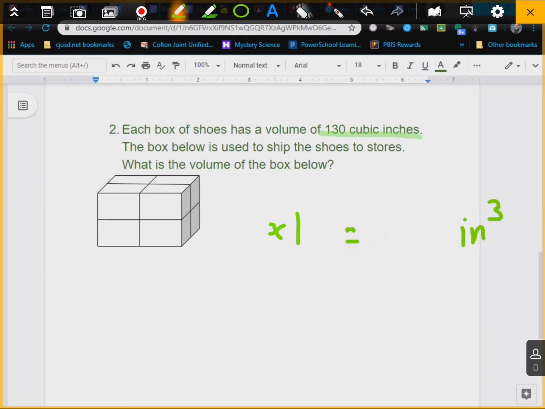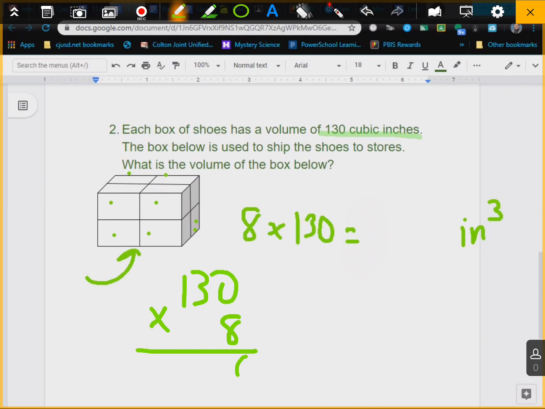And I'm going to be multiplying it times 130 because it wants us to find the volume of the entire box. So let's count how many are in the box. 1, 2, 3, 4, 5, 6, and there's 2 back here, 7, 8. Okay, because there's one over here that we can't see, 1 behind this one. So there's 8 boxes, and I'm going to multiply that times 130 because that was the volume of one of the boxes. So 130 times 8. 8 times 0 is 0. 8 times 3 is 24. 8 times 1 is 8, plus 2 is 10. It is 1,040 cubic inches. And that is my final answer.